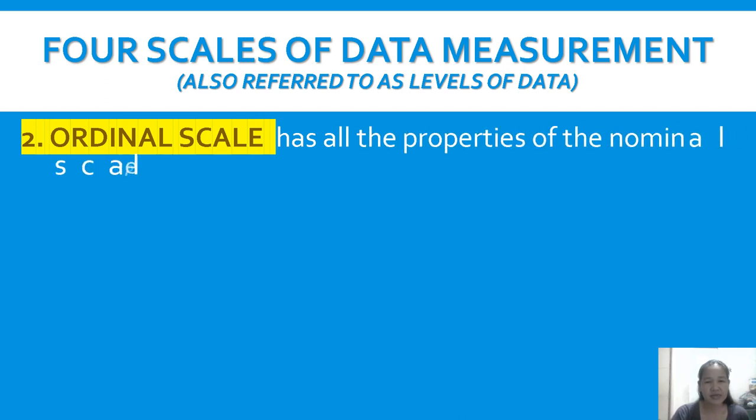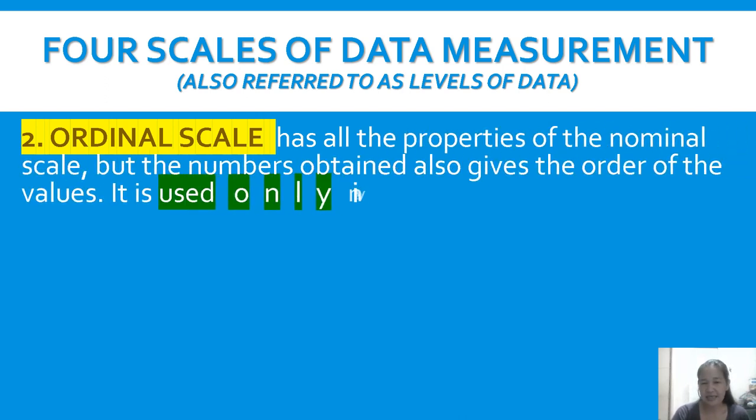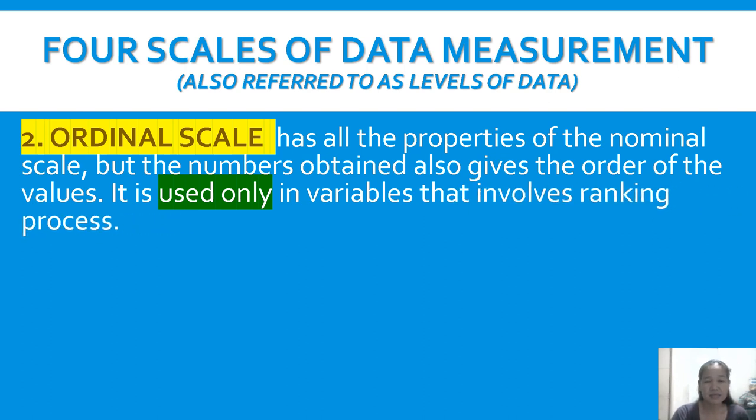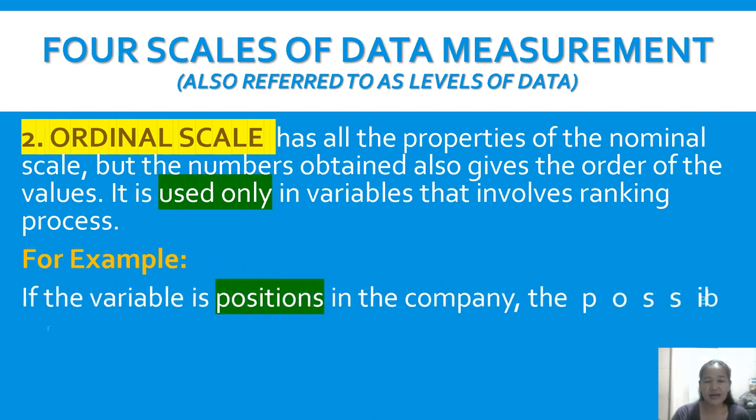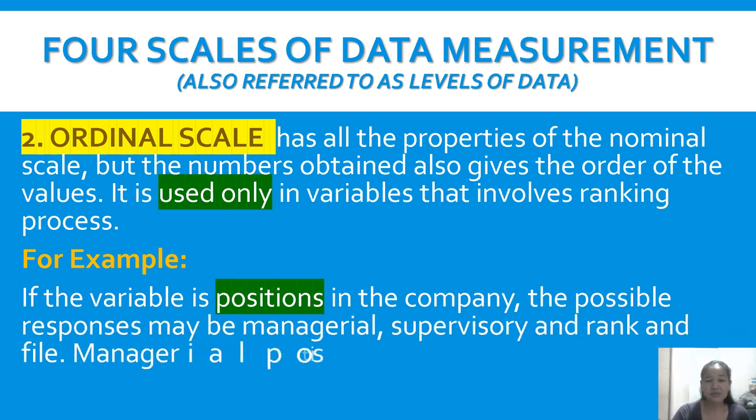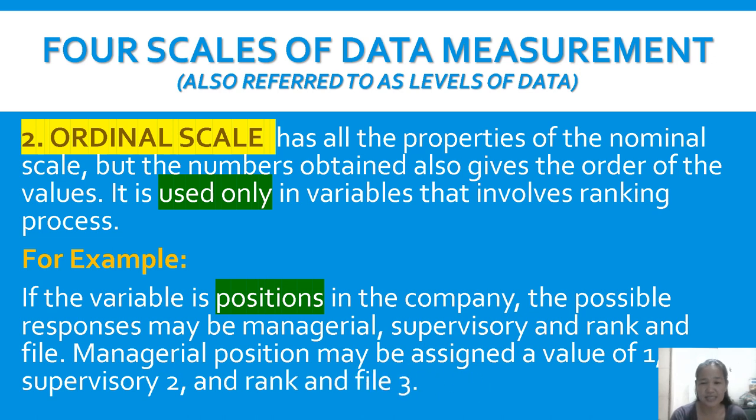Another scale of data measurement is the ordinal scale. Ordinal scale has all the properties of the nominal scale, but the number obtained also gives the order of the values. It is used only in variables that involve a ranking process. For example, if the variable is positions in the company, the possible responses may be managerial, supervisory, and rank and file. Managerial positions may be assigned a value of 1, supervisory 2, and rank and file 3. I hope I'm not too fast and you are following.